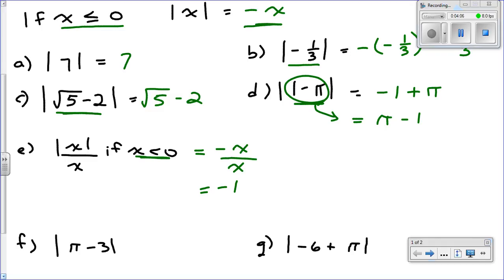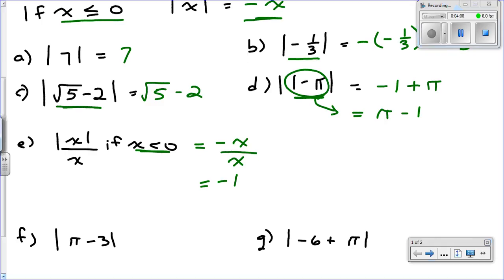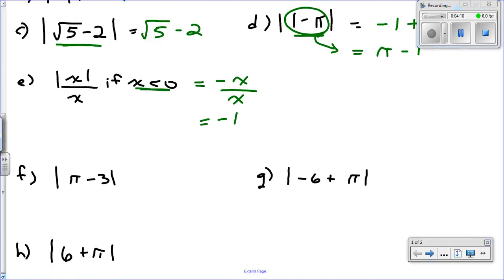Then let's look at the last three examples. Pi minus 3, positive or negative? That's 3 point something minus 3. That's going to be positive. So I can just remove the absolute value symbols.